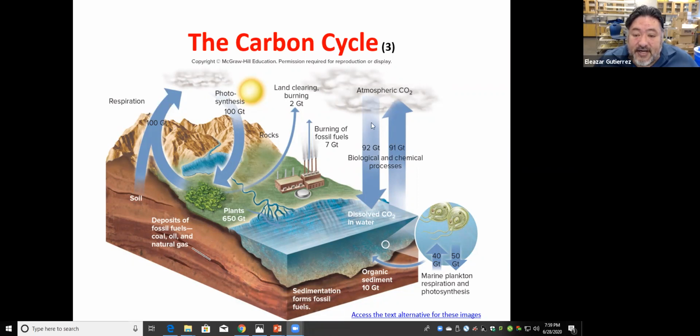Atmospheric carbon dioxide, 92 gigatons, biological processes. So there's your carbon sink, okay? And then coming back is about 91 gigatons. In other words, the oceans, incredibly, are still functioning as a carbon sink, meaning that they are not releasing as much as they're absorbing. They're releasing a lot, but not all of it. So they're still functioning as a carbon sink.